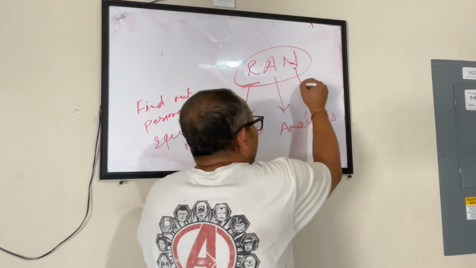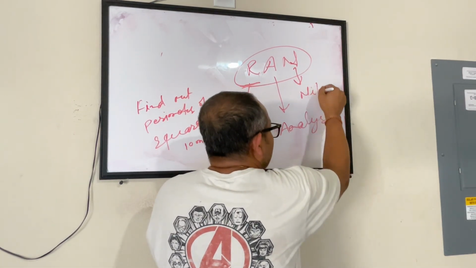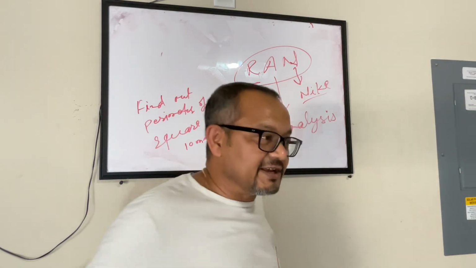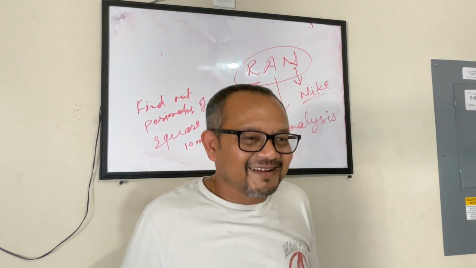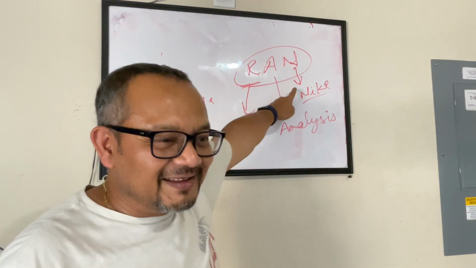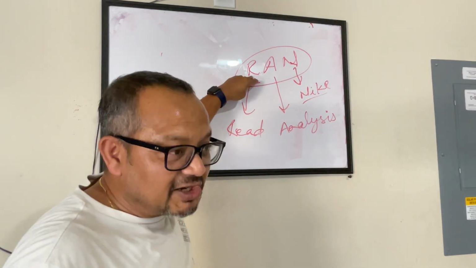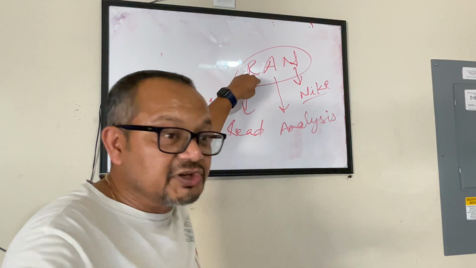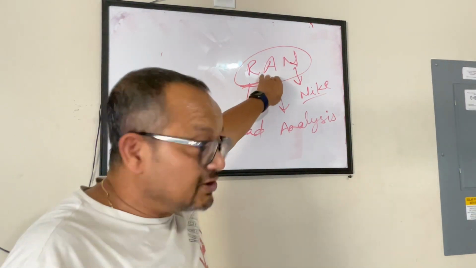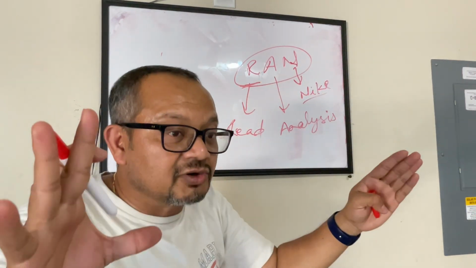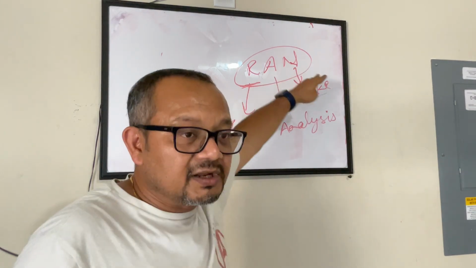And then you come to N. N stands for Nike. What does Nike say? Just do it. So when you come to this stage, then you just do it. Meaning, you have read the question enough, you have all the information about the question, you know what is to be done, you have done your analysis, figured out how you're going to solve it, then you start doing it.